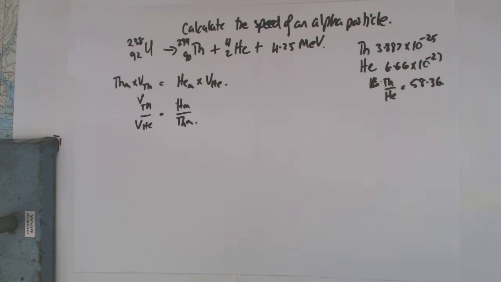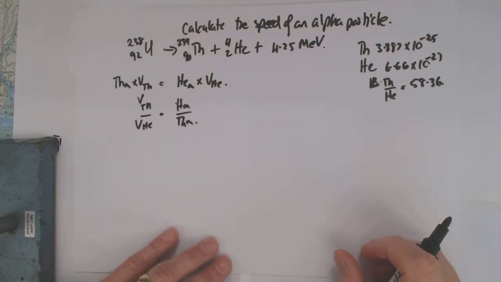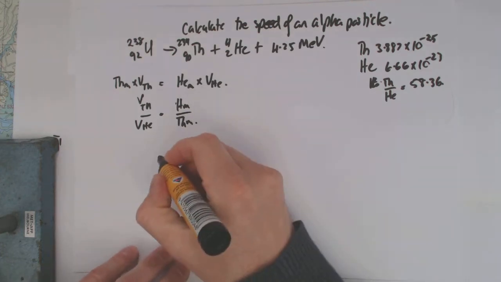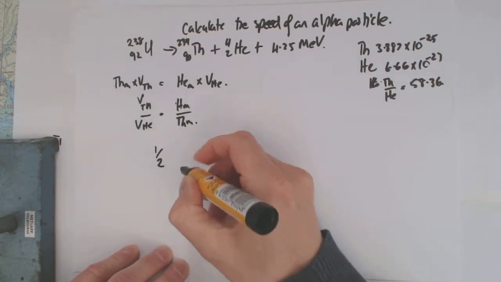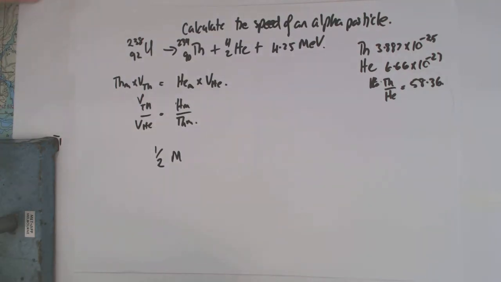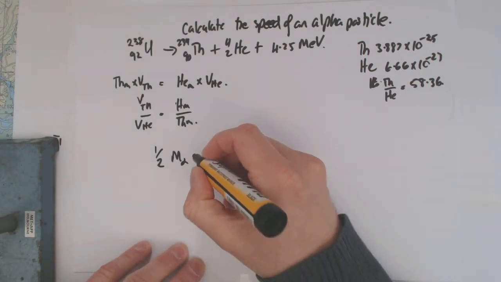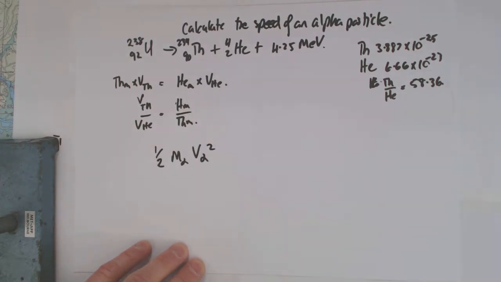And so, if we know that, we can then write out an equation for the energy. We've now got the relationship between the velocities. So if we're looking at the alpha, it's going to have a velocity which is 58.36 times more. Let's write out our equation for one half mass of the alpha times velocity of alpha squared. That's our alpha, that's its kinetic energy. It's got a mass of alpha and a velocity of alpha.